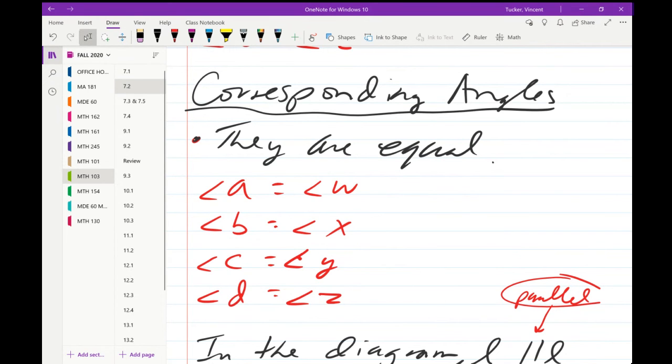So as you see, you have multiple relationships that you can use that will help you find out what angles are. So all they have to do is give you one, and you will be able to find out all 8, or the other 7, I should say.